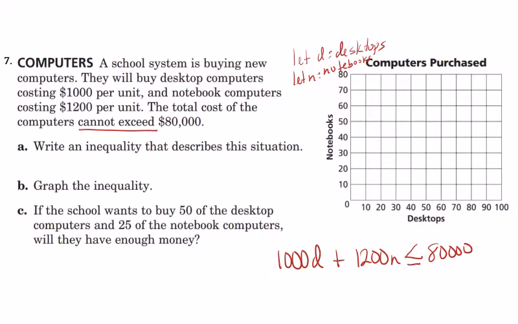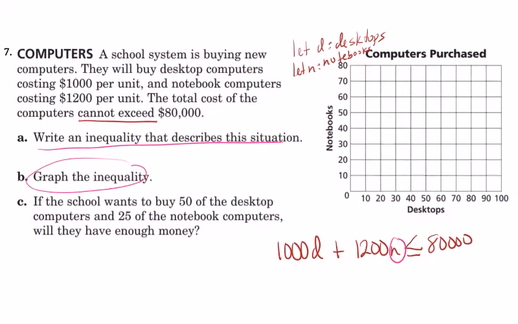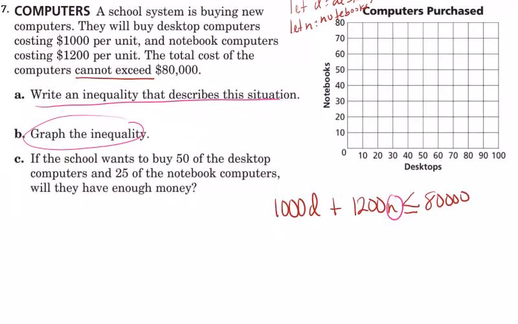So we just have to get into slope-intercept form now to graph it, okay? We have an inequality that describes the situation. Now we want to graph it, once again, in slope-intercept form. We have notebooks on our vertical axis, so I'm going to solve for N. We'll use that as our output variable, or a Y. If you want to divide by 100 right off the bat to get rid of the zeros, you can. It's up to you. I'm just going to wait till the end to divide. So I'm going to subtract 1,000 D from both sides.